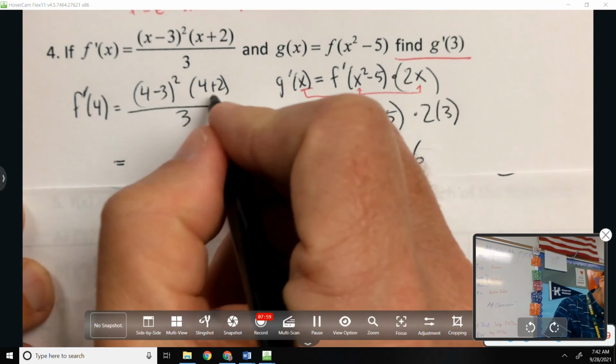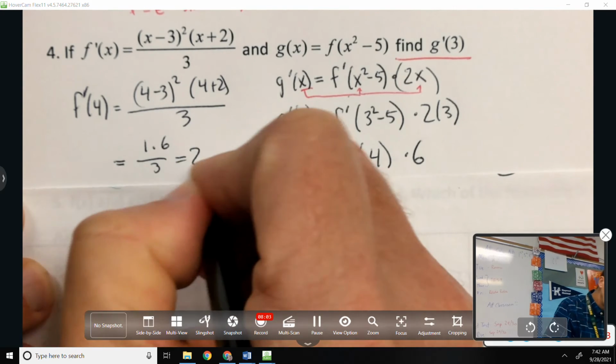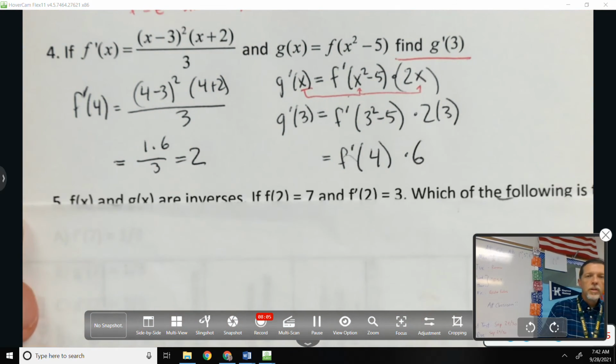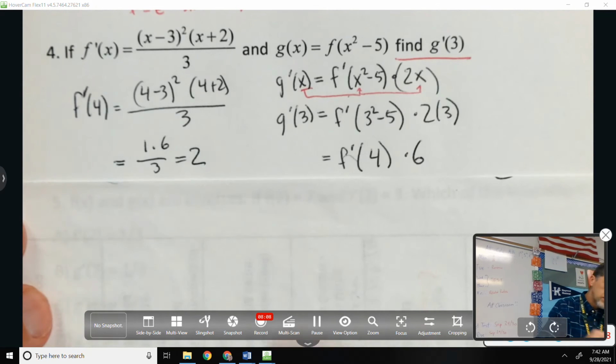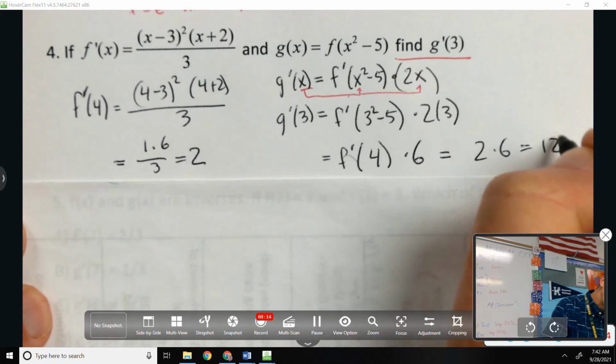So let's see, that would be 1 times 6 divided by 3 is 2. So f prime of 4 is 2. 2 times 6 is 12.